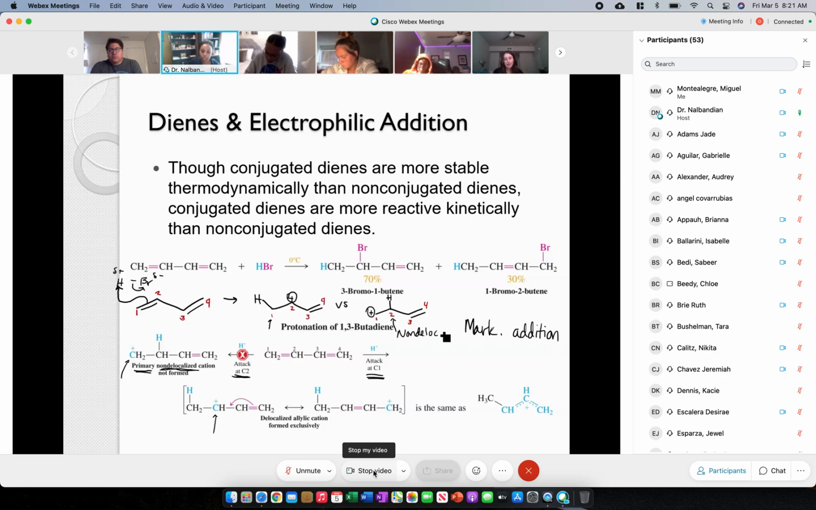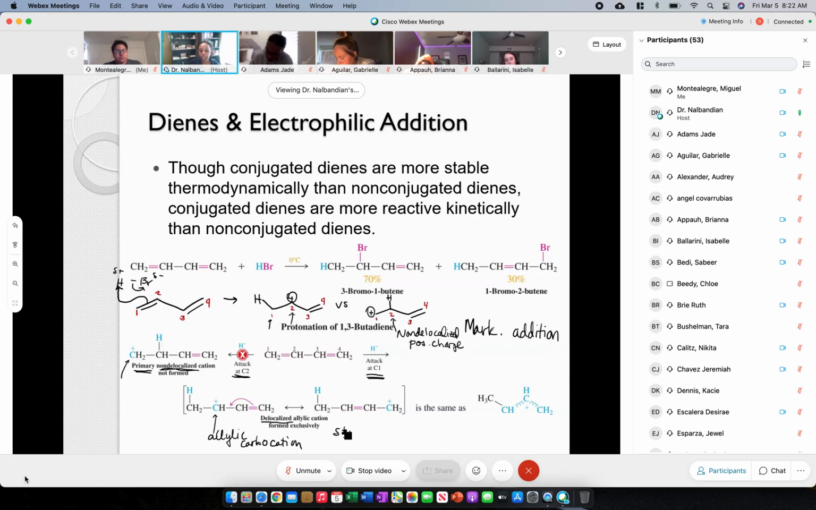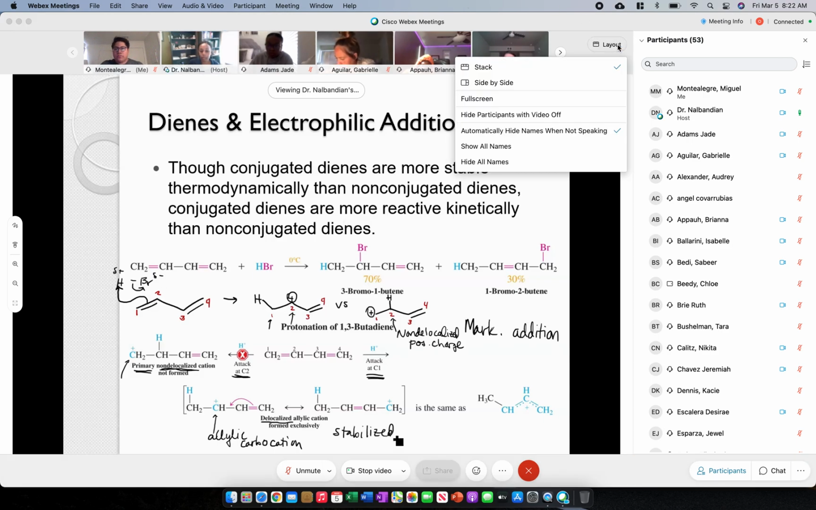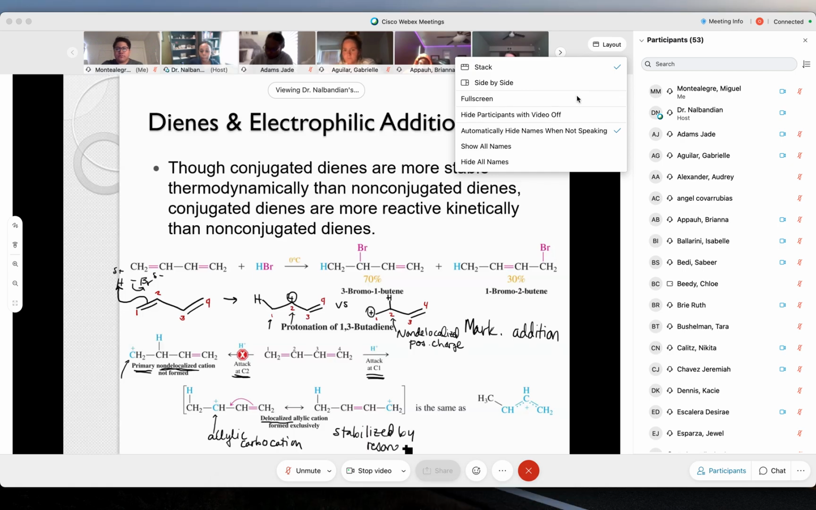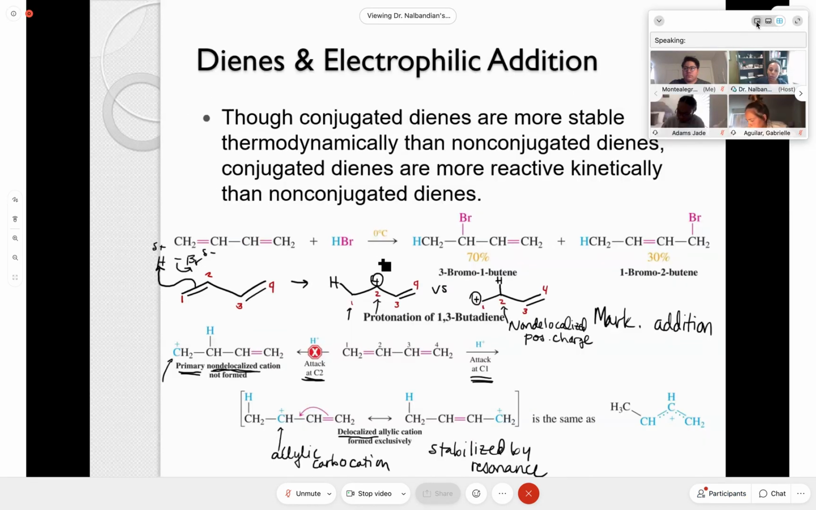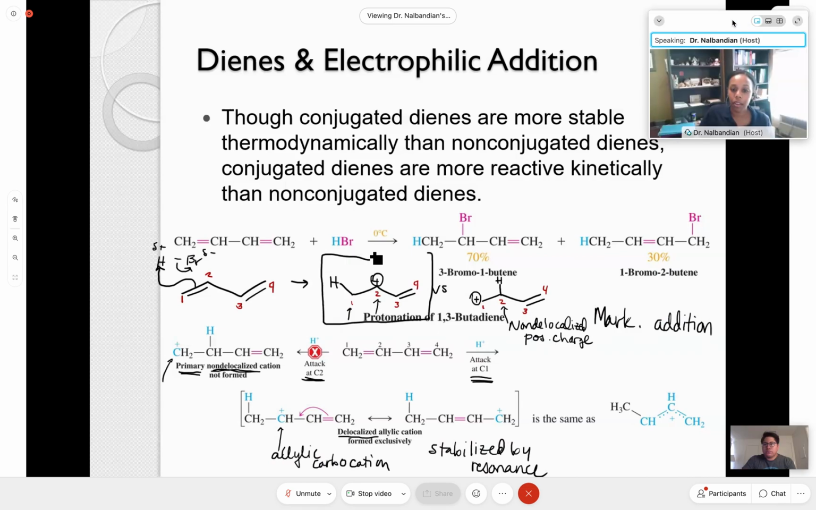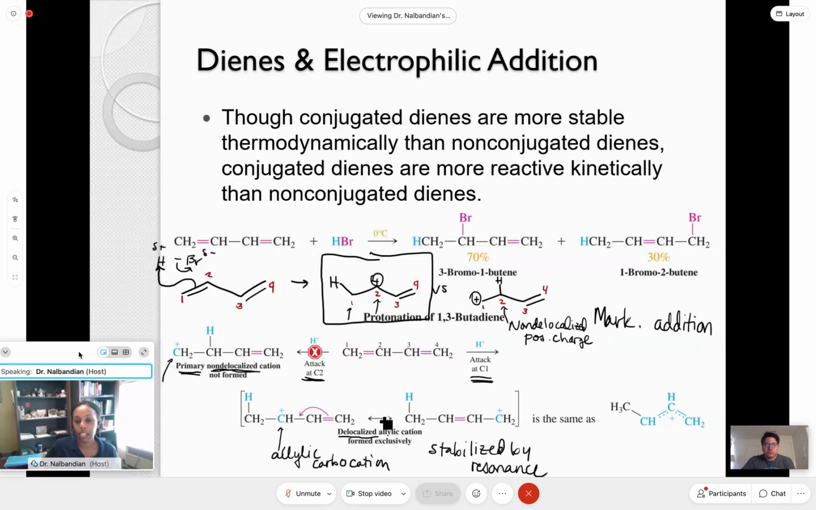Non-delocalized positive charge. There's no way for us to stabilize that by resonance. But here, if we put the positive charge on carbon 2, look at that. Now we've made an allylic carbocation. And what do we know about those? We can delocalize that. It's stabilized by resonance. So here we know that this is what will form, not this where we have this non-delocalized positive charge.